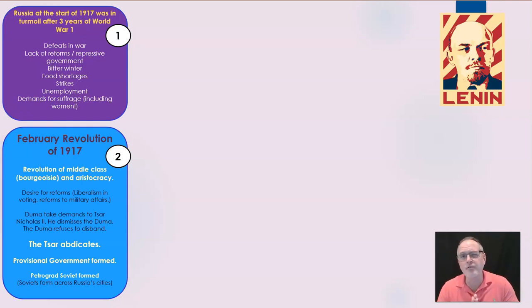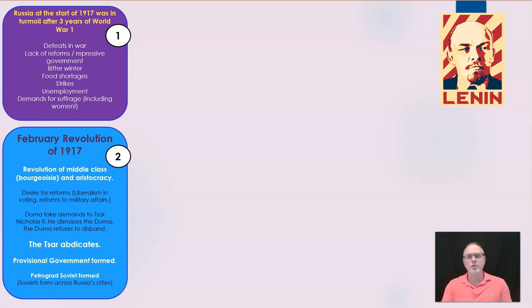There's a desire for increased suffrage, a change to the voting rights of the Duma. There are also calls from the aristocratic military officer class for a change in the way in which the Tsar is running the war against the Germans. The Duma takes a list of demands in February to Tsar Nicholas II, who rejects their demands and in fact dismisses the Duma. Says to the Fourth Duma, "You have no more right to meet."